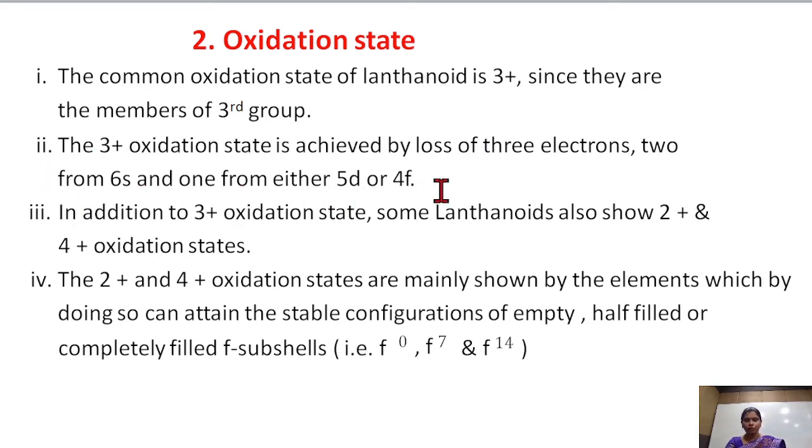In addition to the 3+ oxidation state, some lanthanoids also show 2+ and 4+ oxidation states. The 2+ and 4+ oxidation states are mainly shown by the elements which, by doing so, can attain the stable configurations of empty, half-filled or completely filled f subshells, that is f0, f7 and f14.